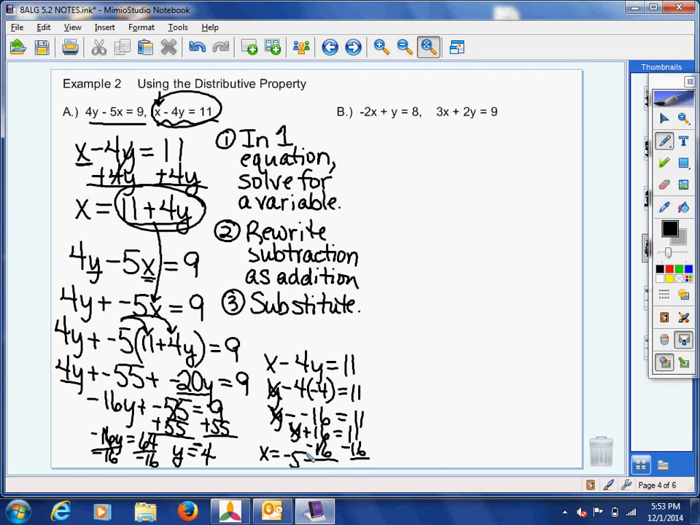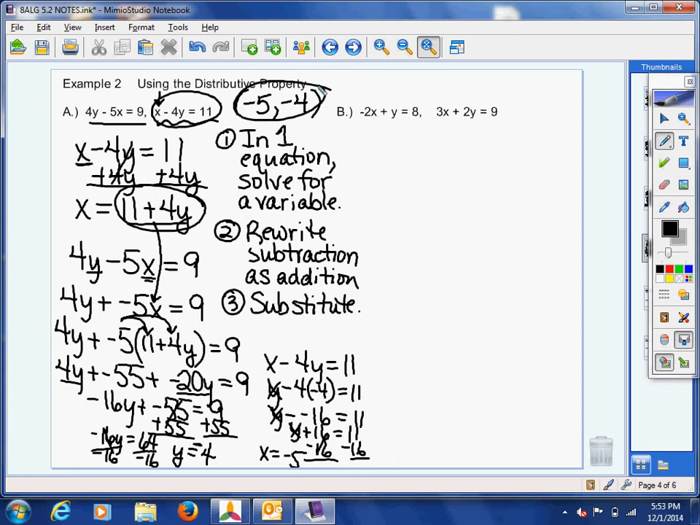So remember, just because you solve a number first doesn't mean it comes first in the point, okay? So the point of intersection, the x is -5, and the y is -4. And there's your point of intersection right there.